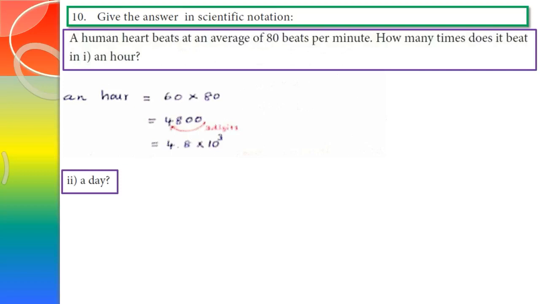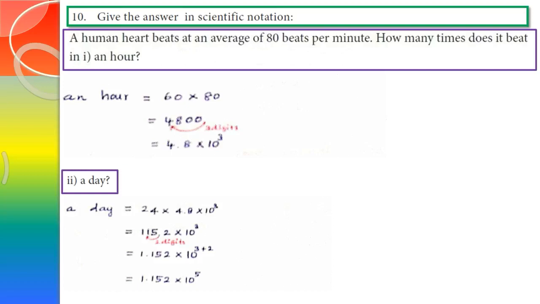Next, in 1 day. A day equals 24 hours. So 24 into the 1 hour value, which is already found. The answer is 4.8 into 10 power 3 in the first Roman letter. So 24 into 4.8, the answer is 1152. Put the decimal point. So 115.2 into 10 power 3.